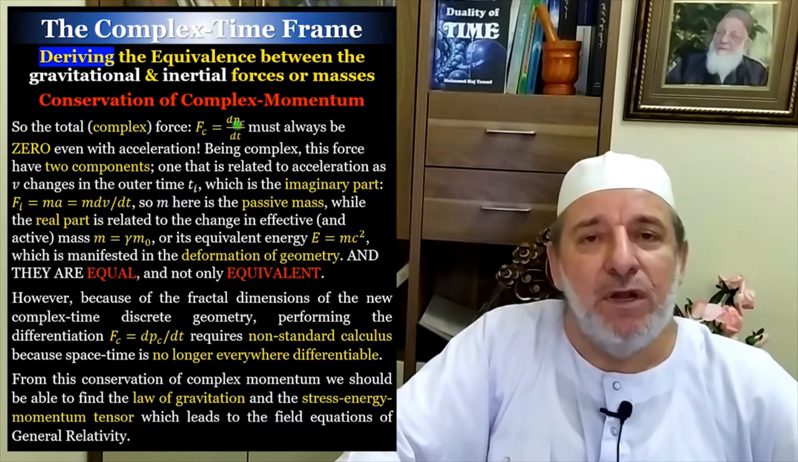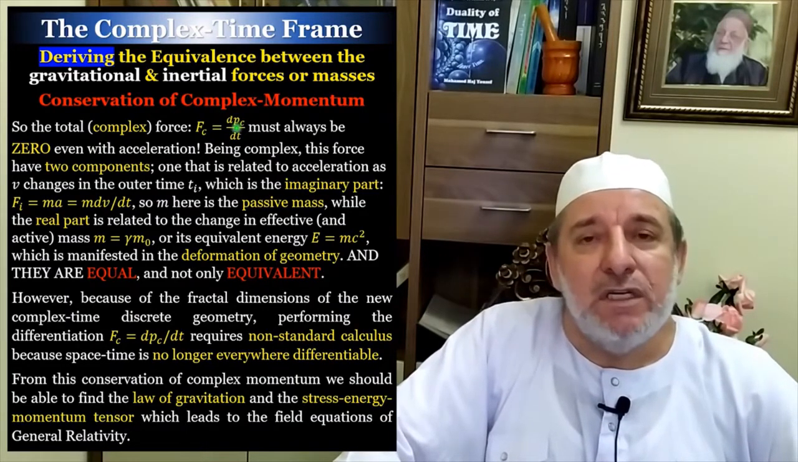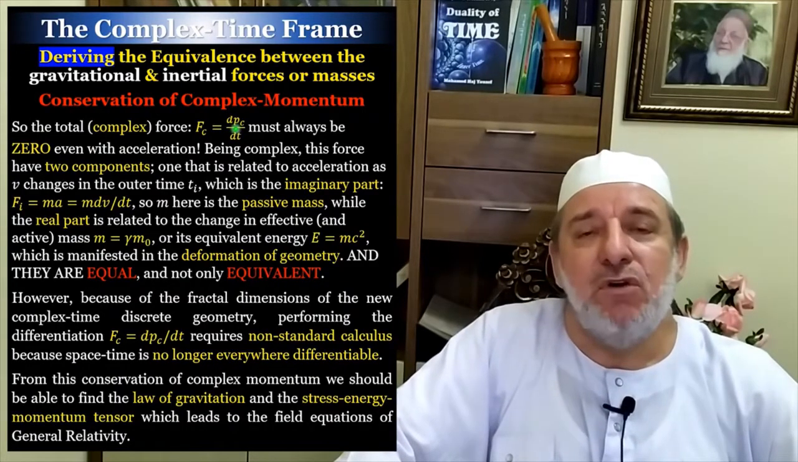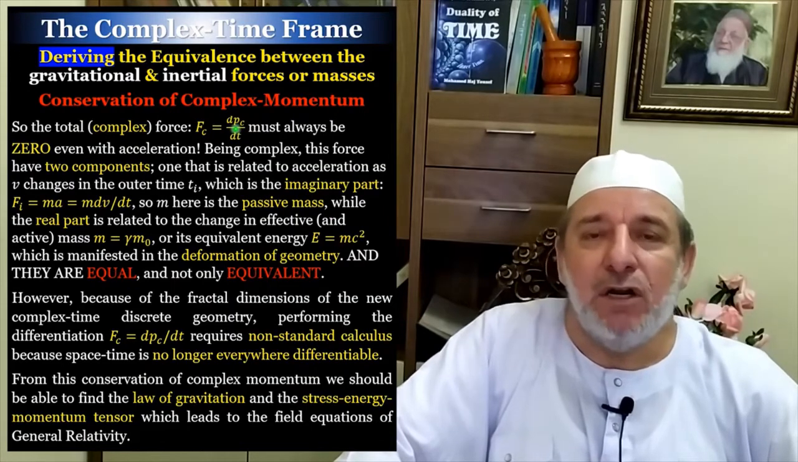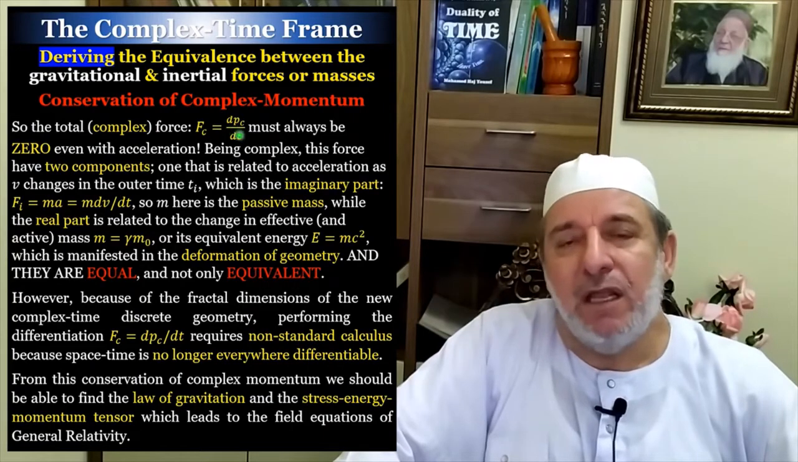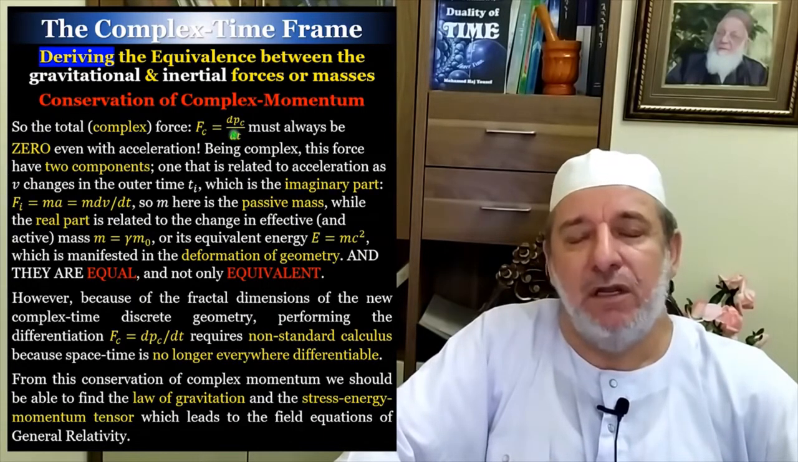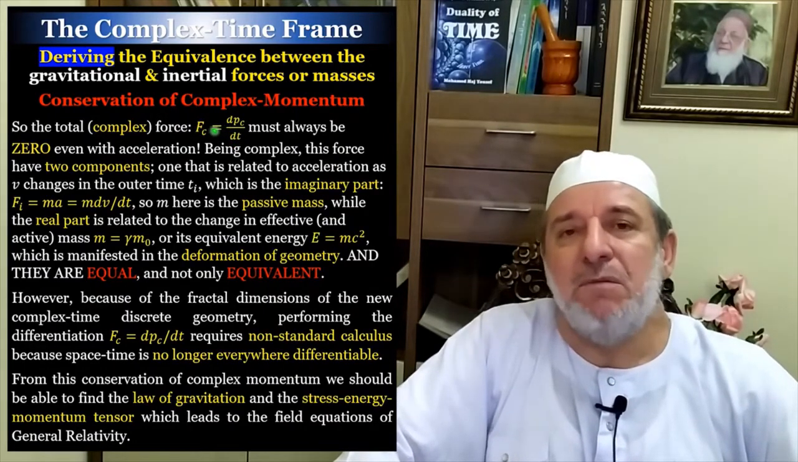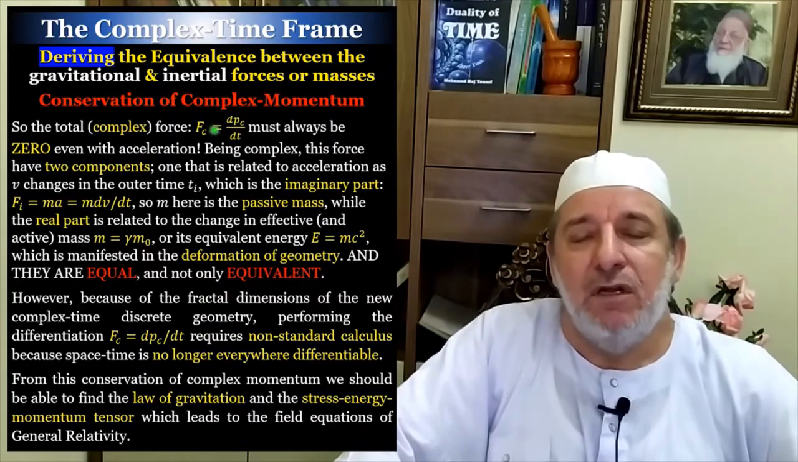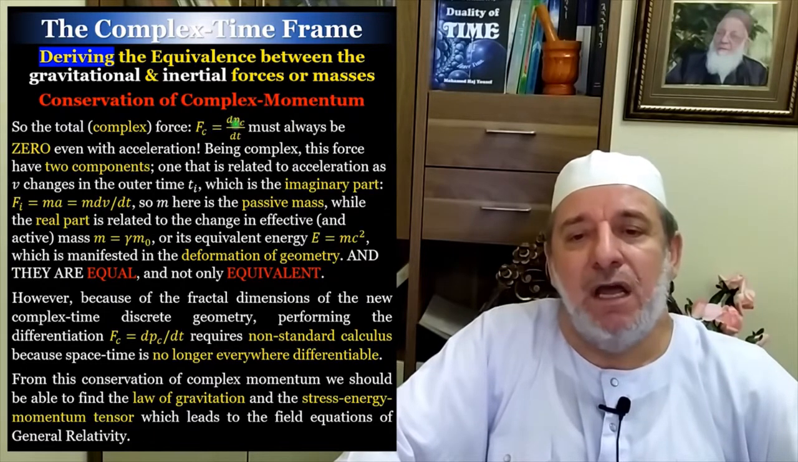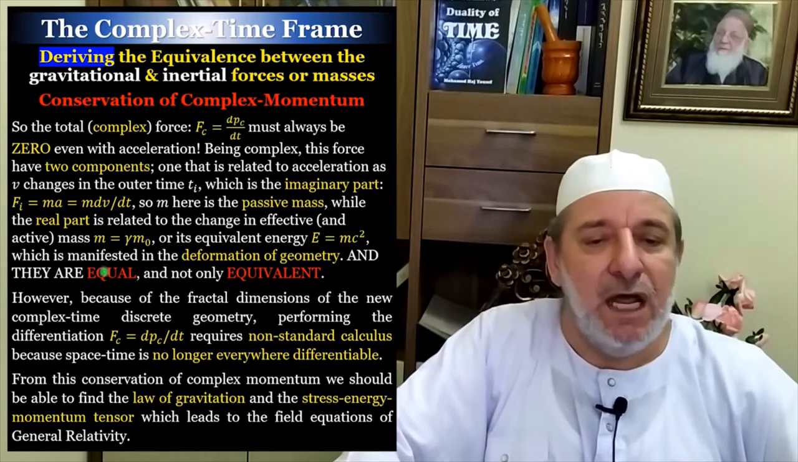However, for the complex momentum, it will be always conserved even when you accelerate, even when you have a change of velocity. And that's because the change in the real part of the momentum will be compensated by the change in the imaginary part, and the total will be zero. The difference in the total will be zero. And therefore the force will be also zero, because remember also the velocity is zero at every time. So in reality everything is zero. But this zero is the complex part, and therefore it has two parts. It has real and imaginary.